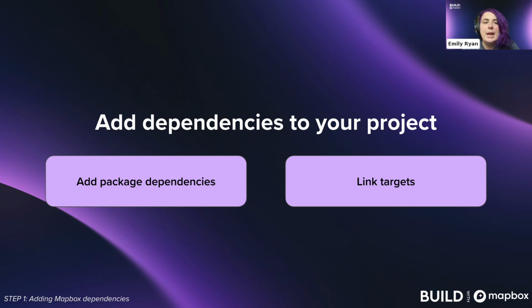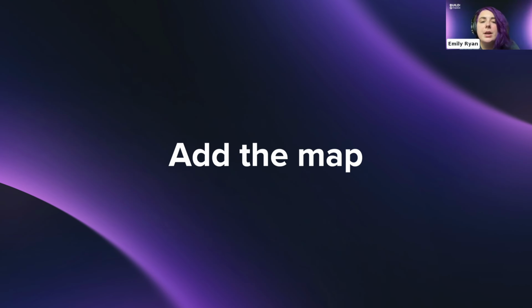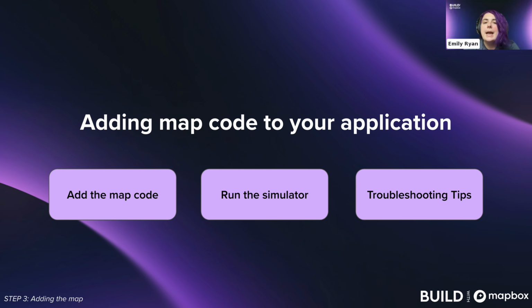All right, now that we have that integrated correctly, we're going to actually start adding some code to our project. So in order to add a map to your application, we're going to need to grab the map code from the tutorial and paste that into our project, run the simulator, and then I'm going to walk you through common troubleshooting tips in case you're not seeing the map appear. But yeah, so let's go back and grab from the tutorial.